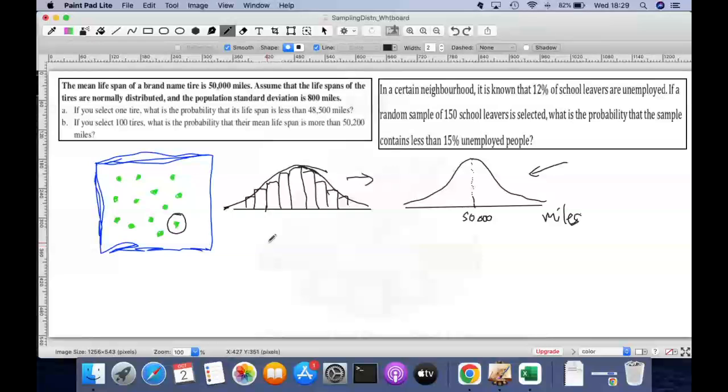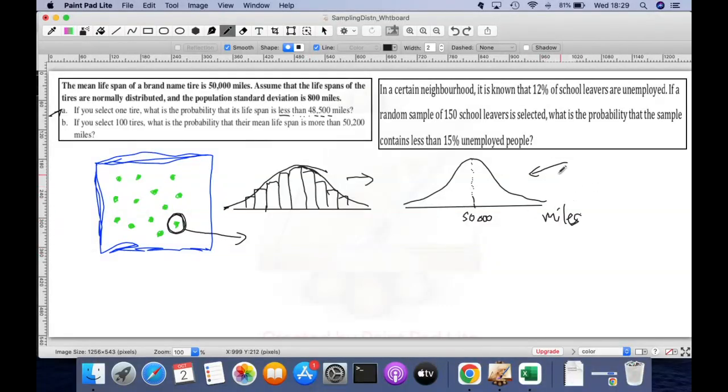I grab this tire and I want to determine, and this is going to be question A, what is the probability, what's the chance of this tire's lifespan being less than 48,500? So I grab this tire and I want to know the chance that the lifespan of this one tire is actually less than 48,500.